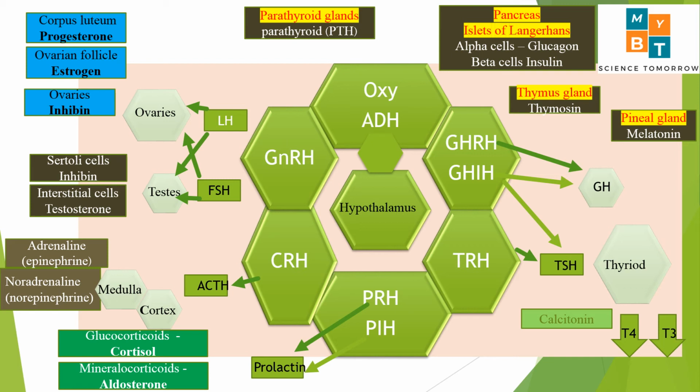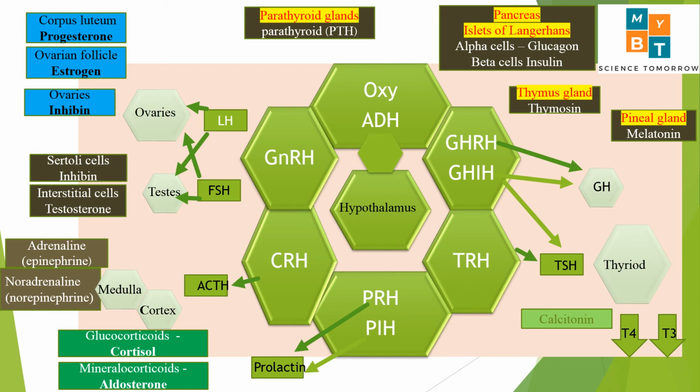And when we consider the posterior pituitary, these two hormones, oxytocin and antidiuretic hormone, are produced in the hypothalamus, but they are released from the posterior pituitary through the nerve connection. So oxytocin will act on the mammary gland to release milk, and also on uterine contraction. ADH acts on the kidney for water balance. So these are the hypothalamus, pituitary hormones and related hormones.